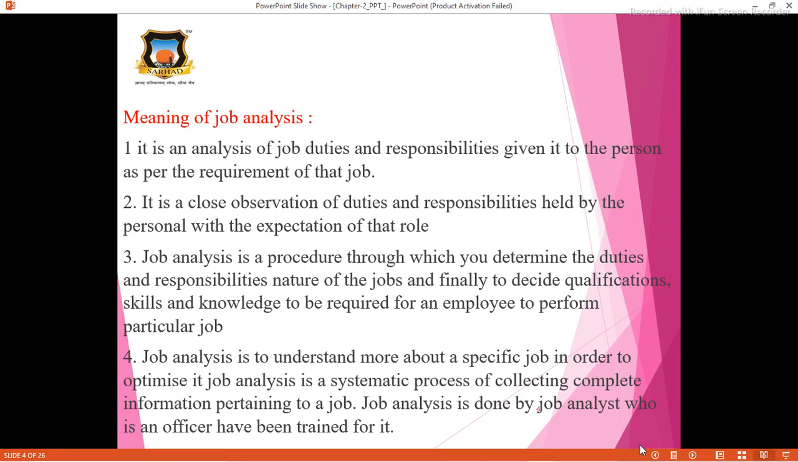A job analysis is a systematic process of collecting complete information pertaining to a job. Job analysis is done by a job analyst, who is an officer trained for it. In short, job analysis means properly analyzing the jobs and their duties and responsibilities.